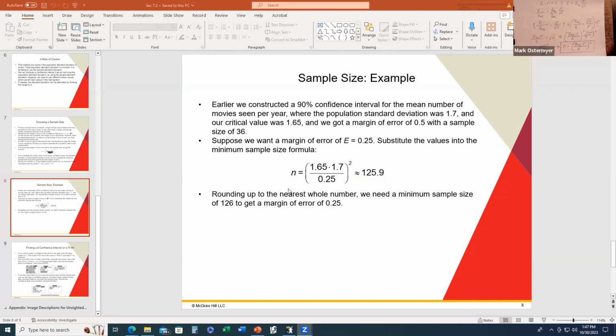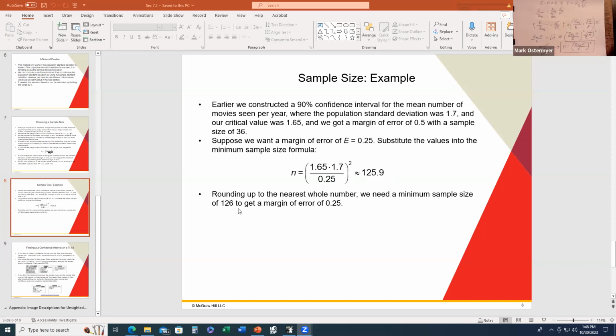Well, we put things into the sample size formula. The critical Z value is 1.65, which is based on the fact that we want to be 90% confident. Our population standard deviation is 1.7, and we don't want our margin of error to be more than 0.25 units for the difference between our sample mean and our unknown population mean. If you get on your calculator, dial this up, and square the result, you get 125.6. But since with sample size, bigger is better, you want to always round up, never round down. So we'll round this up to about 126.